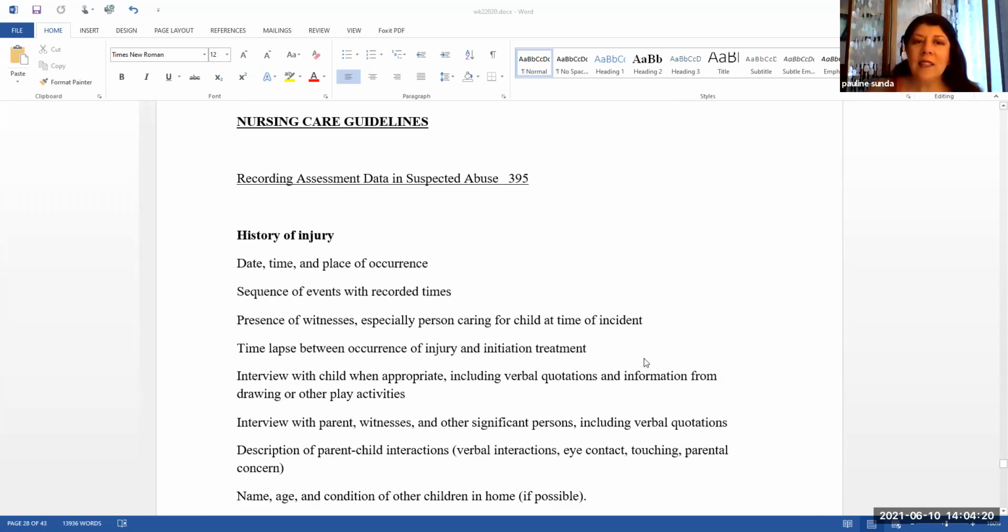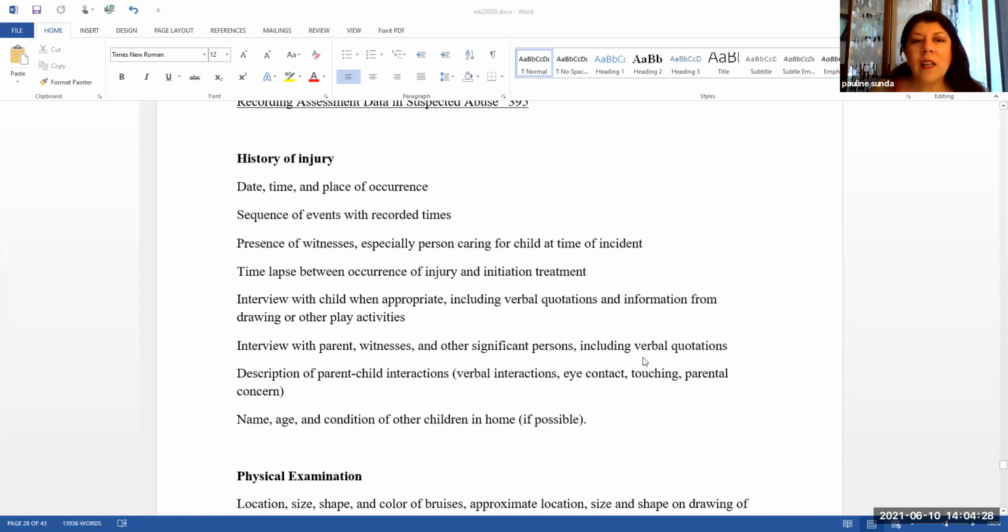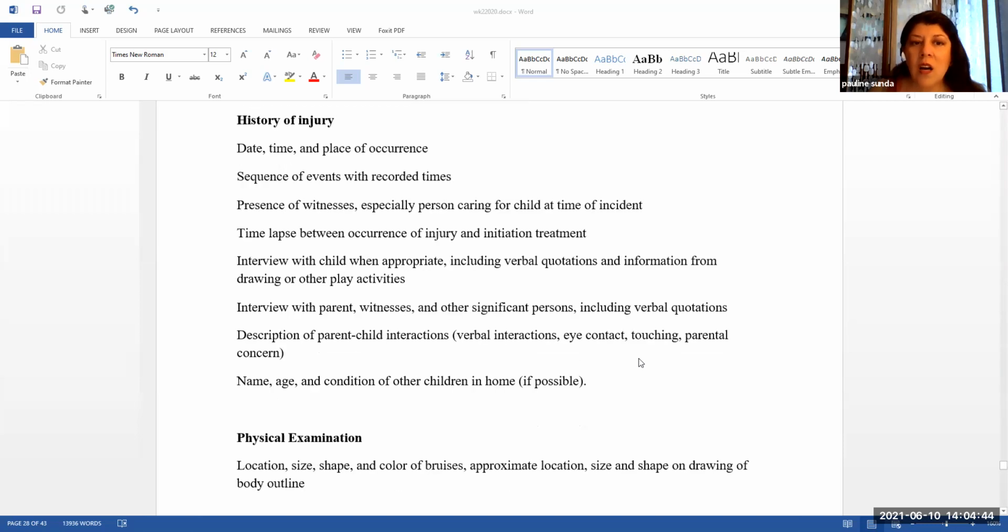So recording assessment data in suspected abuse, you want to record the history of the injury. So the date, the time, where did it happen? Really get a sequence of the events with recorded times. Was there somebody there? Who was taking care of the child at the time of the incident? The time lapse between the child was hurt and they went to the hospital.